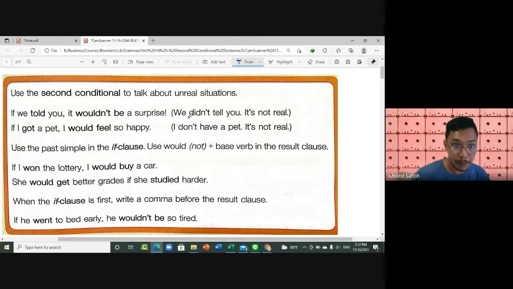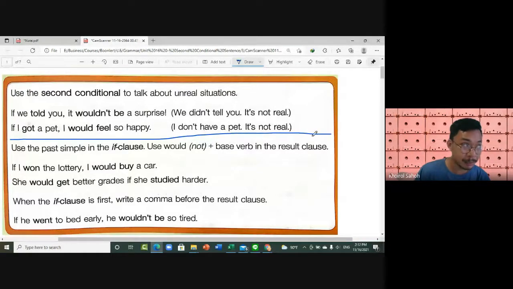No? รูปแบบประโยคนี้เป็นรูปแบบประโยค second conditional sentence ซึ่งมันเป็นความจริงเราอยากมีเราอยากทำเฉยๆแต่เราทำไม่ได้เรามีไม่ได้ Like number one, if we told you, it wouldn't be a surprise. ถ้าเราบอกคนไปมันก็จะไม่ surprise ใช่ไหม If I got a pet, I would feel so happy. นะถ้าฉันมีสัตว์เลี้ยงฉันจะรู้สึกมีความสุขแต่ความเป็นจริงแล้วเขาเนี่ยไม่มีสัตว์เลี้ยง Use the past simple in if clause.